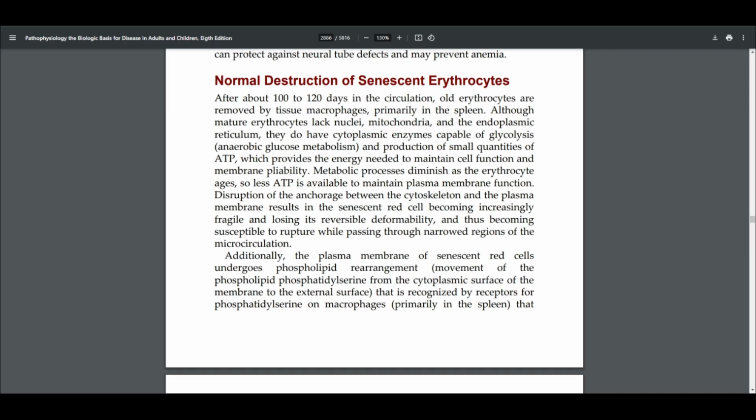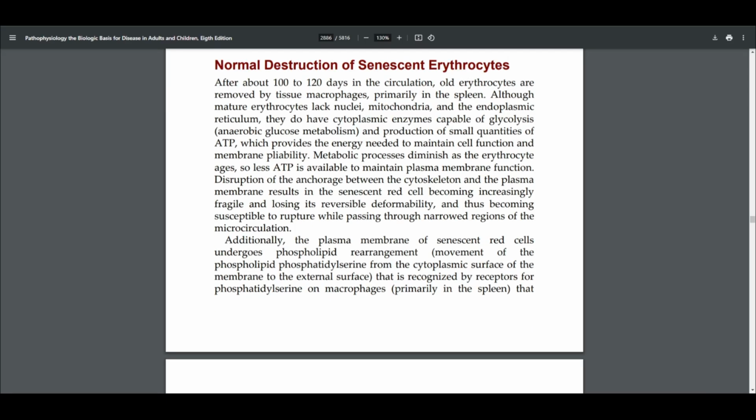So, the normal destruction of senescent erythrocytes. After about 100 to 120 days in the circulation, old erythrocytes are removed by tissue macrophages, primarily in the spleen. Although mature erythrocytes lack nuclei, mitochondria, and the endoplasmic reticulum, they do have cytoplasmic enzymes capable of glycolysis and production of small quantities of ATP, which provides the energy needed to maintain cell function and membrane pliability. Metabolic processes diminish as the erythrocyte ages, so less ATP is available to maintain plasma membrane function.